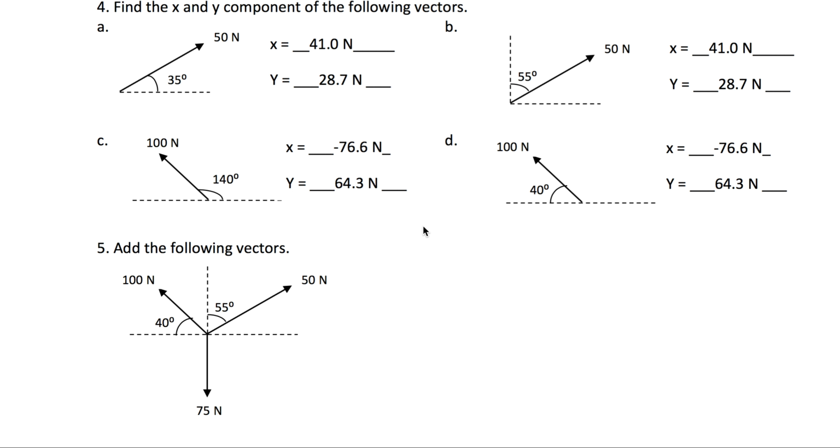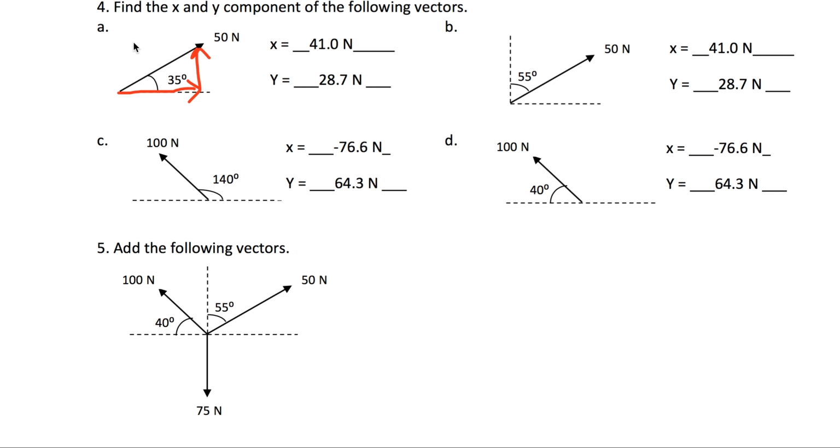Let's do numbers 4 and 5 in this video. So we are finding components. For the x component here, remember how we draw components? We consider where we're starting and where we're ending. How do we get from the beginning to the end? We would go to the right, and then we would go upward.